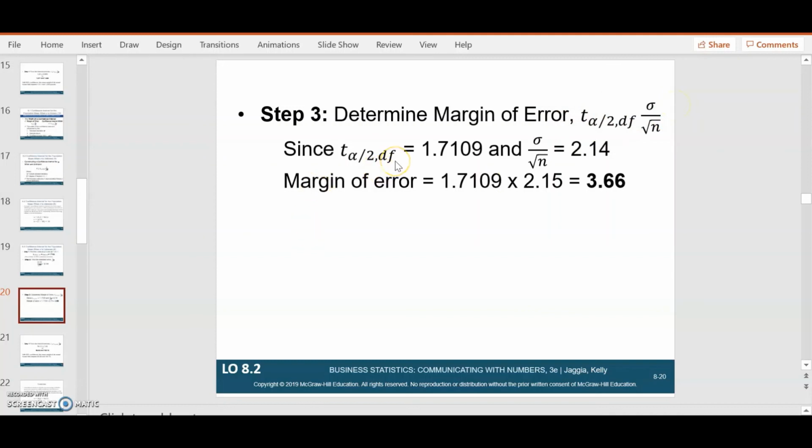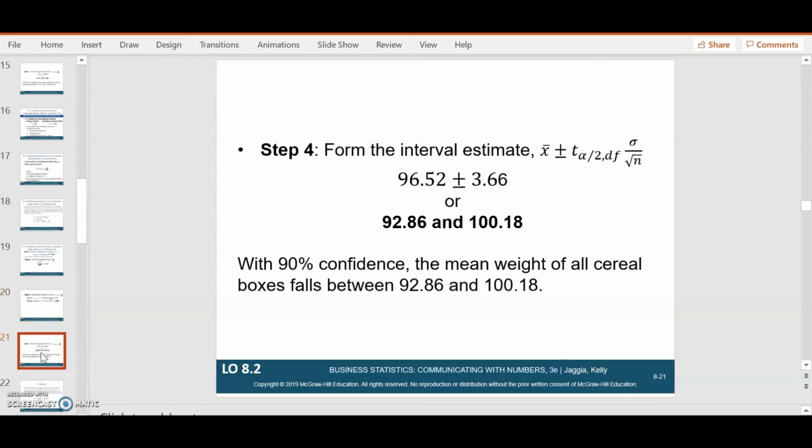Since the t value is equal to 1.7109 and the standard error is equal to 2.14, thus the margin of error is equal to 3.66. The last step, or step number 4, is to form the interval estimate by subtracting or adding the point estimate with the margin of error. So here we do have the point estimate, which is the sample mean that is equal to 96.52, plus minus our margin of error that is equal to 3.66.